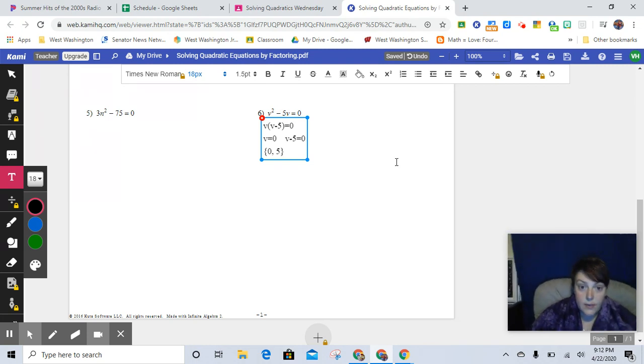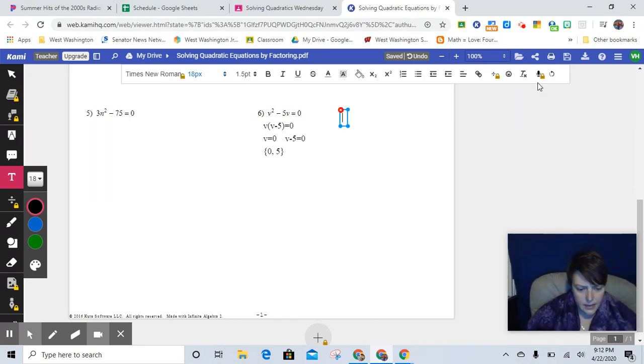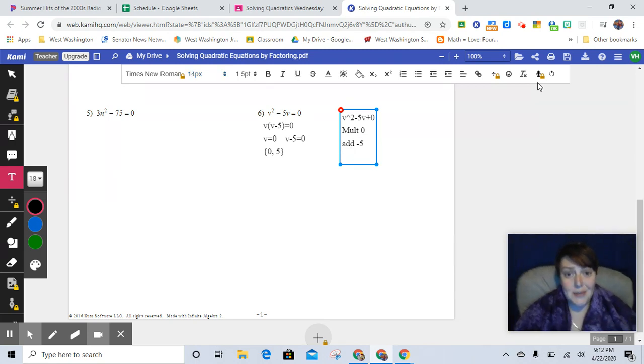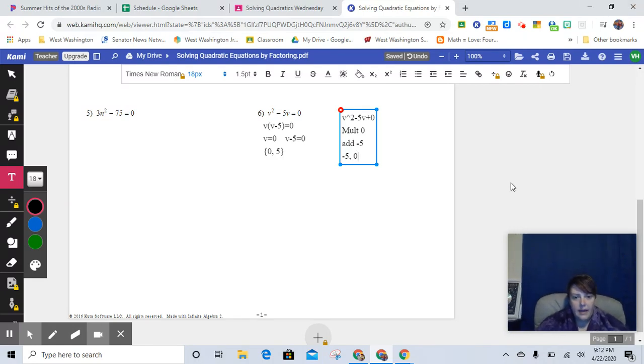Now, this one's actually also really neat because you can think about this actually as v squared minus 5v plus 0. And you can think what two numbers multiply to be 0 and add to be negative 5. And you should have those numbers automatically right off the top of your head. It would be negative 5 times 0 and negative 5 plus 0, because that would add up to be this.